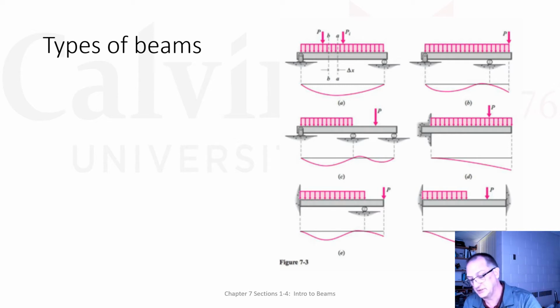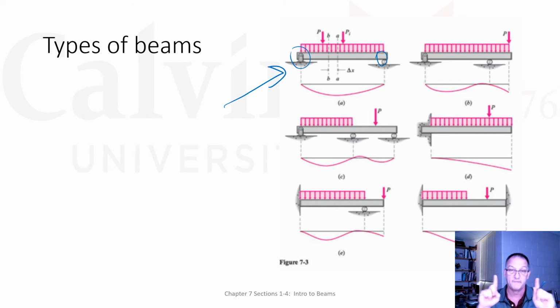This first beam in A is a simply supported beam. By simply supported, what they mean is that there is a support on both ends that is transmitting a vertical force. It's a force in the y direction, but it's not providing a moment. So it's a simple support. It provides a force, but no moment.